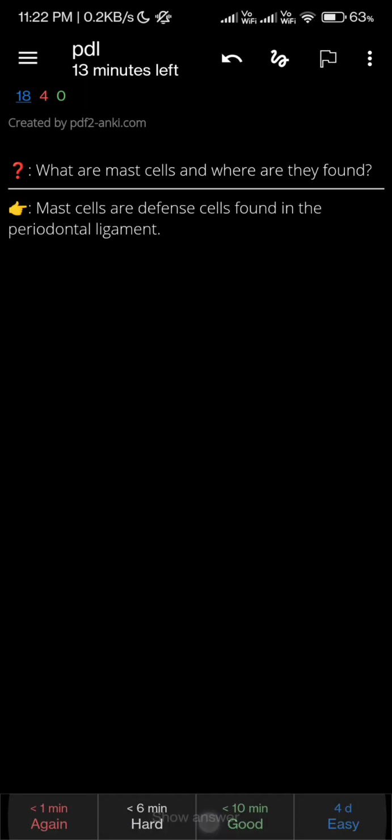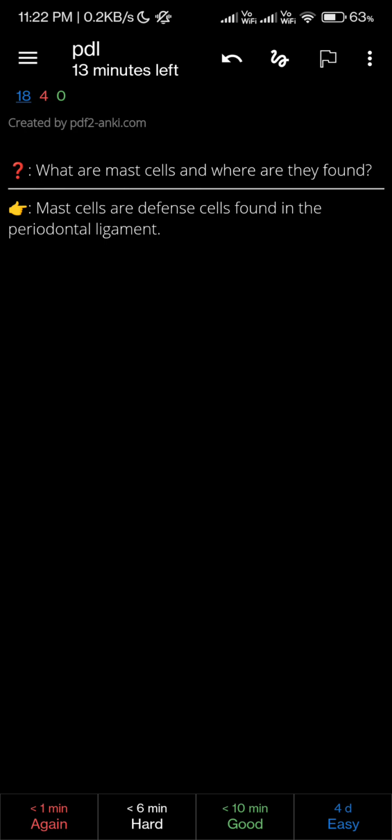What are mast cells and where are they found? Mast cells are defense cells, and they have granules which contain inflammatory mediators. They are found in the periodontal ligament.